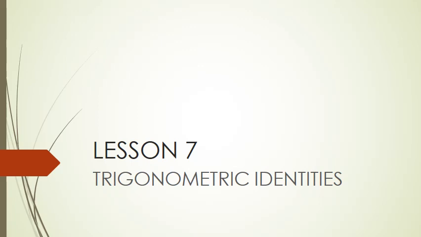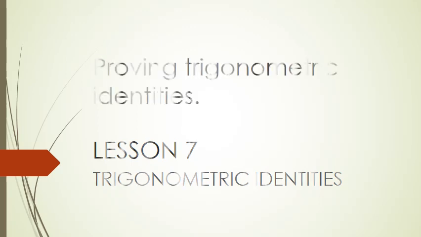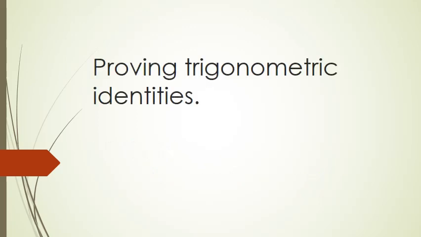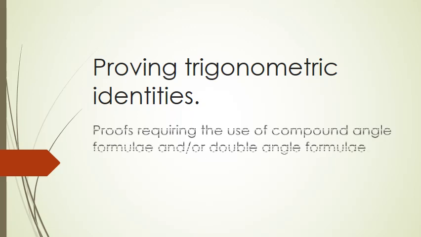Lesson number 7, Trigonometric Identities. In this lesson, we will be dealing with how to prove trigonometric identities. In particular, we will be looking at proofs that require the use of compound angle formulae and or double angle formulae.